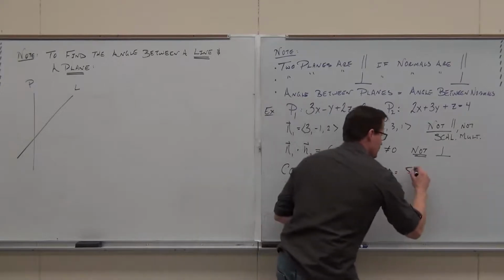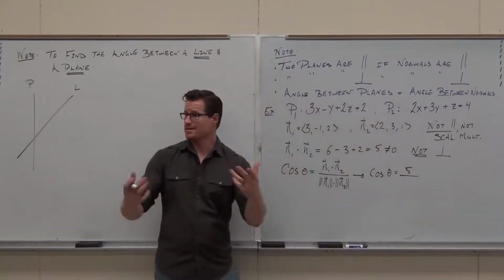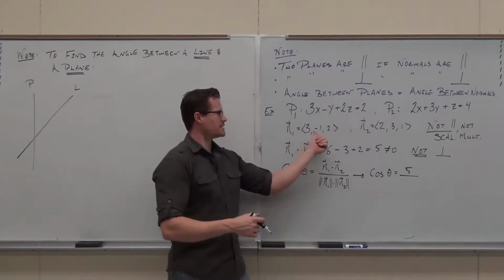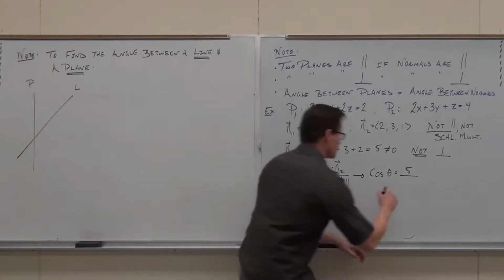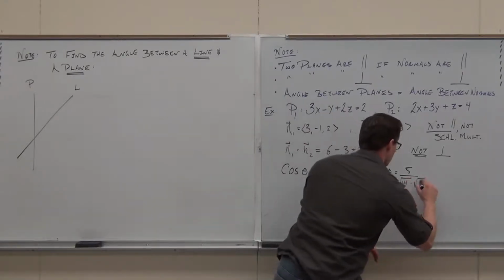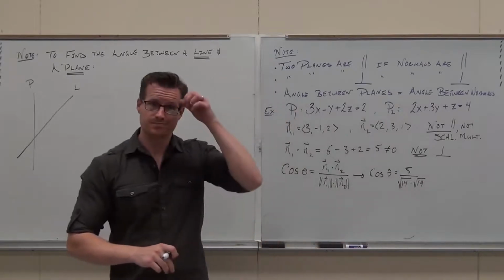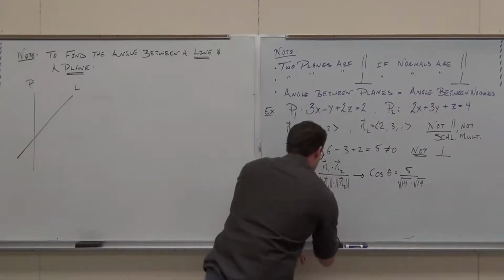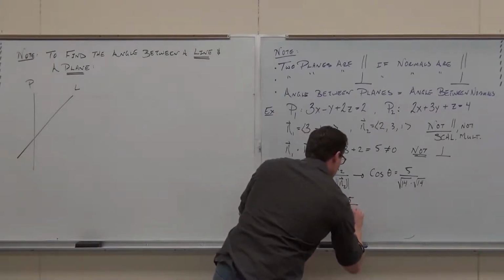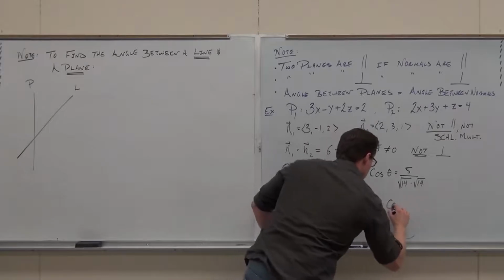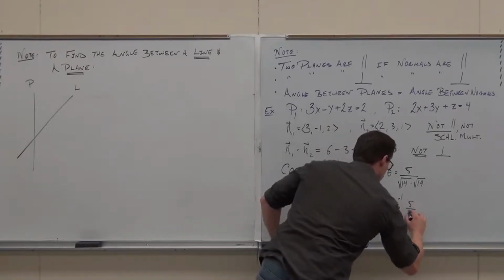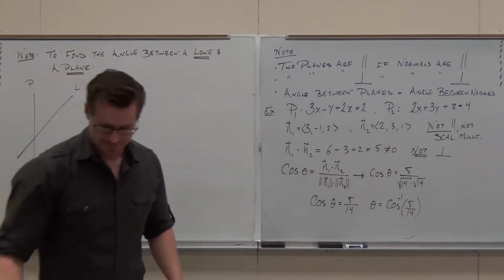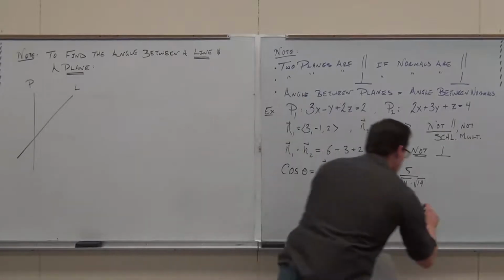So this is 5. Do you understand where the 5 is coming from? That's the dot product. And then all we've got to do is divide by the magnitudes. That's pretty easy. This is 9, 10, 11, 12, 13. Square root of 14. Square root of 14. Not bad. The angle is cosine inverse of 5/14. Looks like it's about 69.1 degrees.